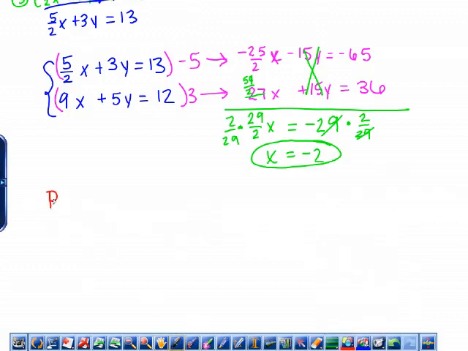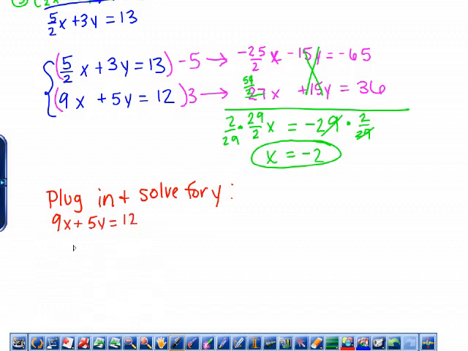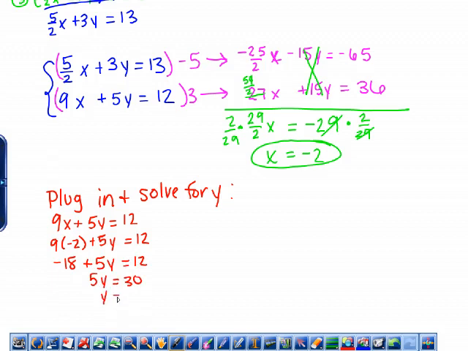So now we're going to plug in and solve for y. To solve for y, we're going to use one of these blue equations. I would lean towards the one without the fraction because I know how much we hate fractions. So we have 9x plus 5y equals 12. So 9 times negative 2 plus 5y equals 12. So negative 18 plus 5y equals 12. 5y equals 30. Y equals 6.